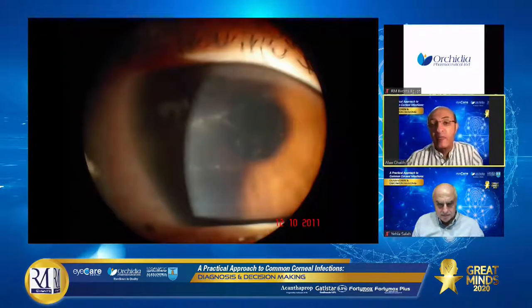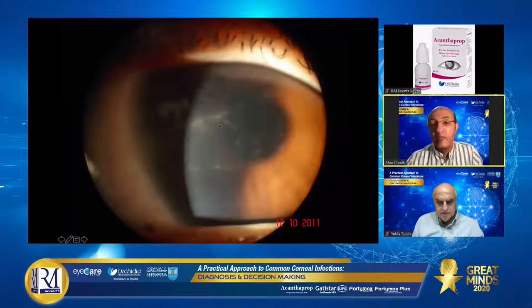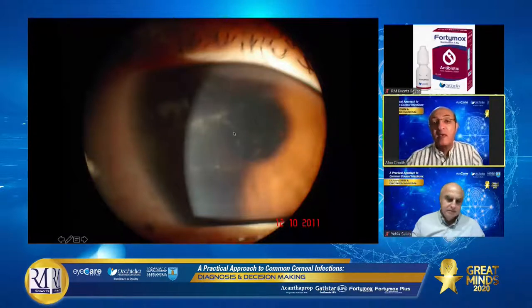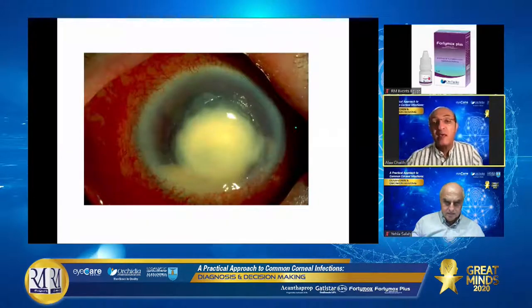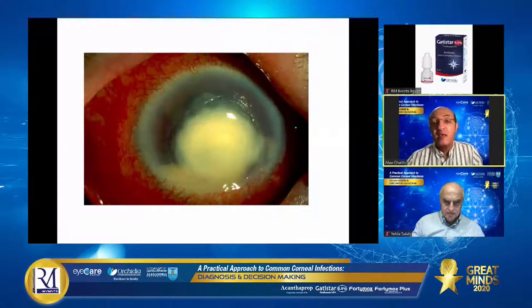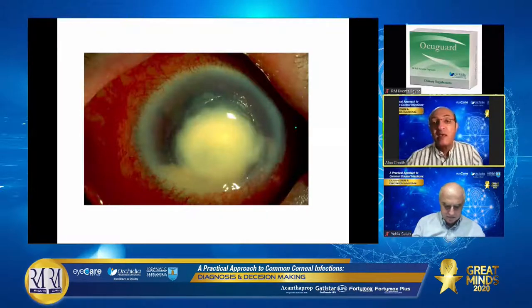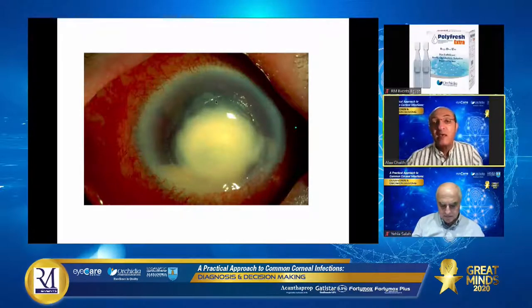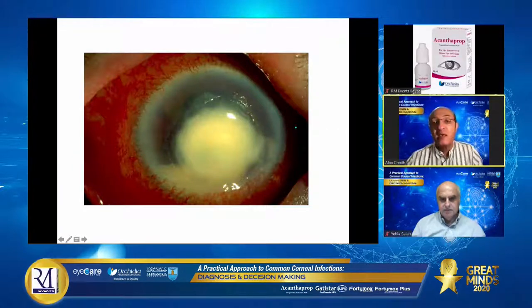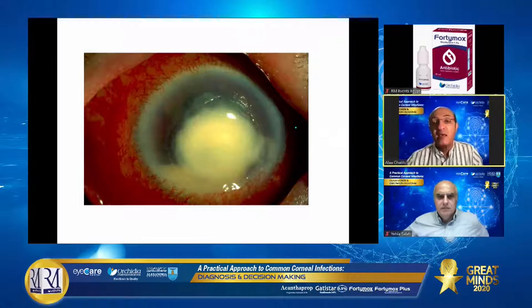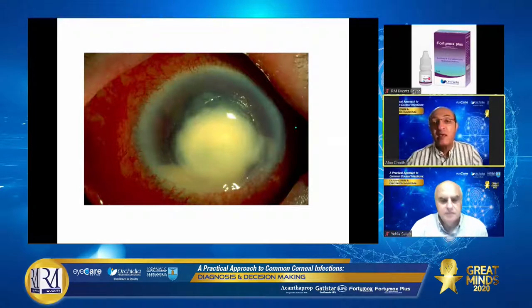Here we can see the linear perineural infiltrations of acanthamoeba, also a very characteristic feature. Infiltration in the cornea, and as you can see, the epithelial defect. Here, the border of the epithelial defect is typical of many bacterial ulcers, but in such a case you are not sure whether this is bacterial or fungal.